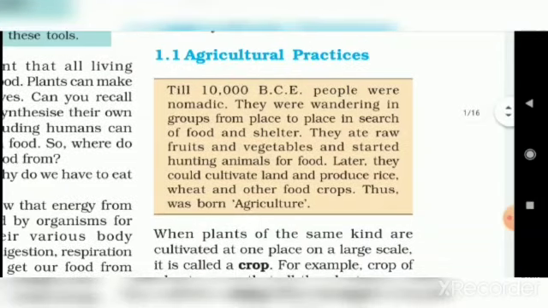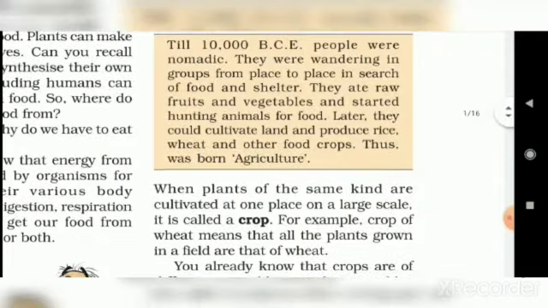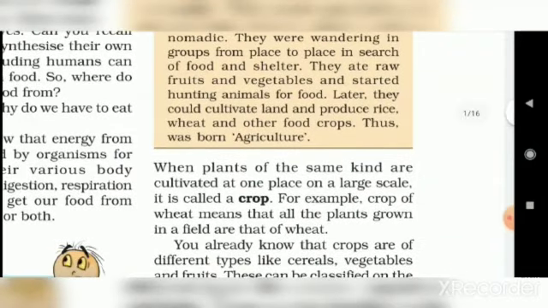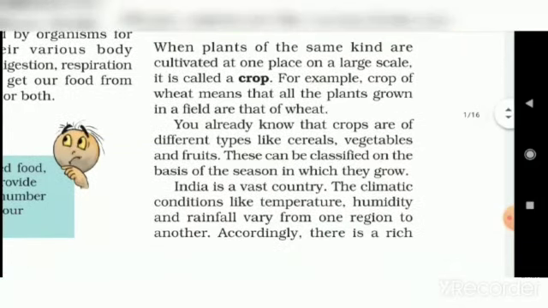Thus was born agriculture. When plants of the same kind are cultivated at one place on a large scale, it is called a crop. For example, crop of wheat means that all plants grown in a field are that of wheat. So specifically, what is a crop? A crop is when plants of the same kind are grown on a large scale. It is called a crop.